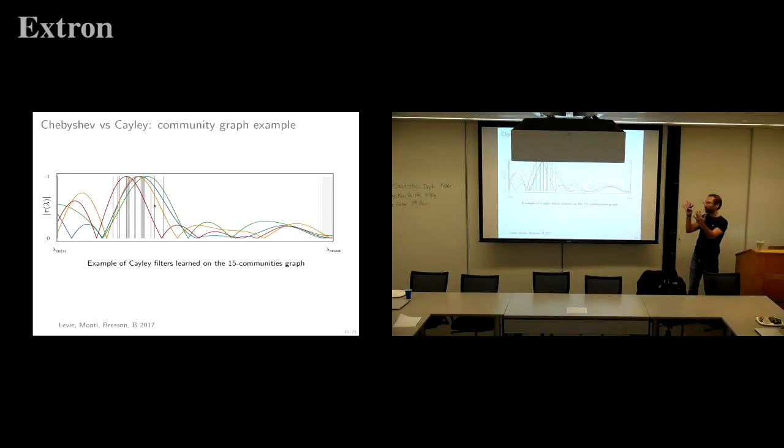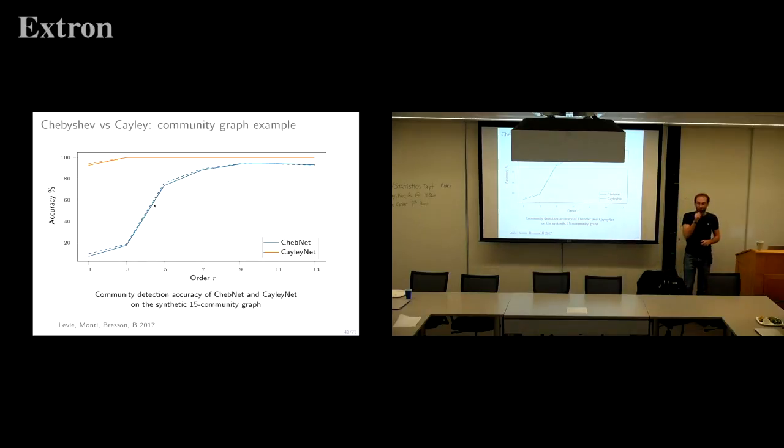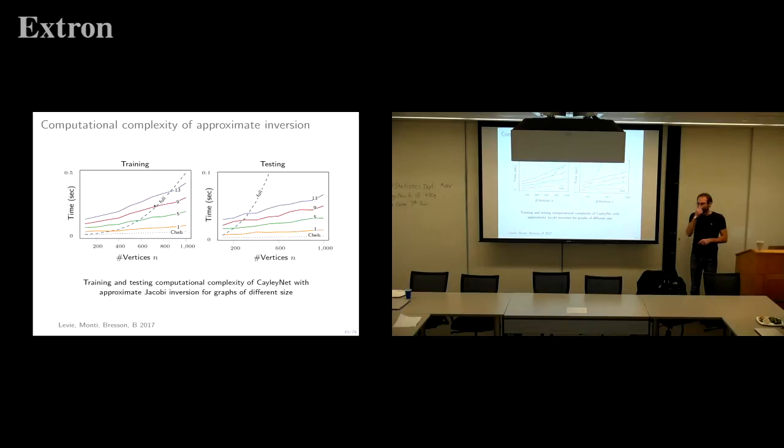So the spectral zoom allows us to magnify this band of frequencies where the important information about communities is contained, and we can localize filters at different frequencies. Okay, and this gives a huge difference in performance. This is the performance of the Cayley filters, and this is the performance of the polynomial filters. And this is just a sanity check that the complexity of this approximate inversion is of order n, right? So it grows linearly with the number of vertices. Maybe with a bigger constant compared to polynomials, but at least the order of complexity is the same.